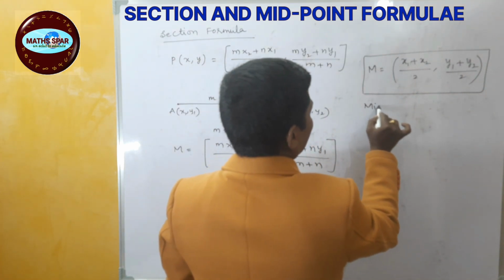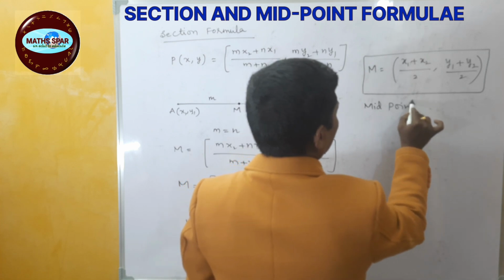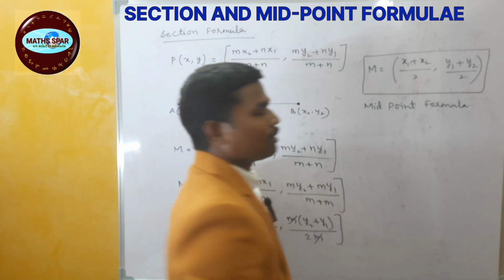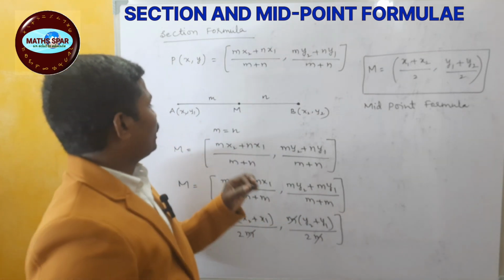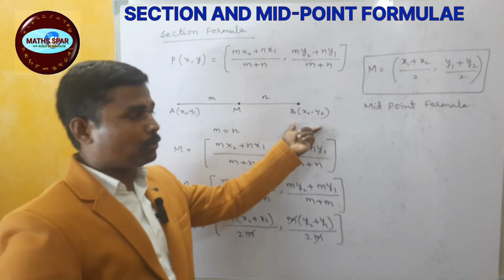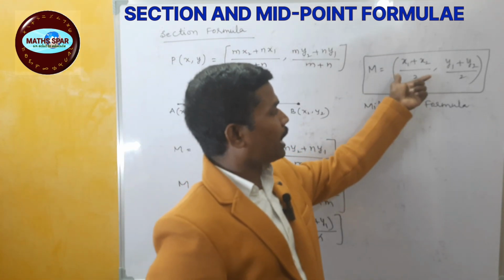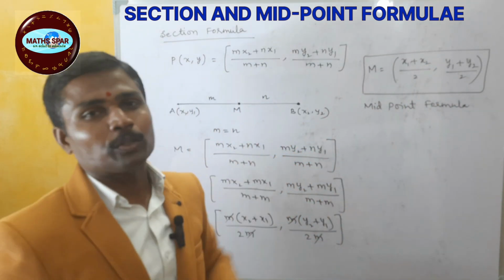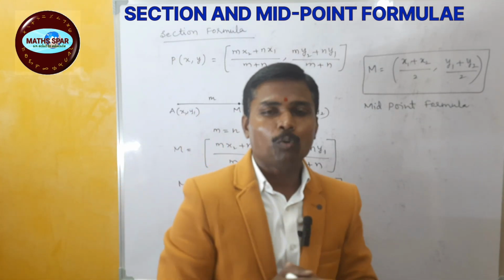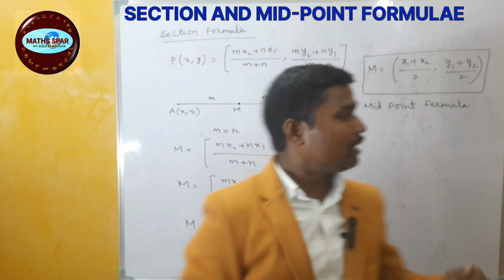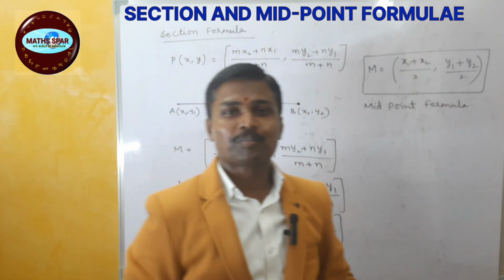and this is called the midpoint formula. That is, when a line segment is having x1 y1 and x2 y2, then the midpoint is given by x1 plus x2 by 2, comma y1 plus y2 by 2. So this is how we derive the section formula and midpoint formula.